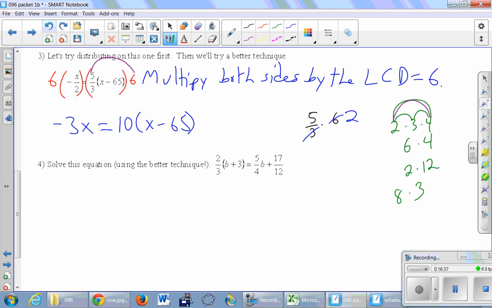How is this equation better than the first one? No fractions. That was the goal. We got rid of all the fractions in one fell swoop by multiplying both sides by the LCD. Super. Okay, now what should we do on the right-hand side? Now we'll distribute. There isn't much else that we can do, so distribute that 10.